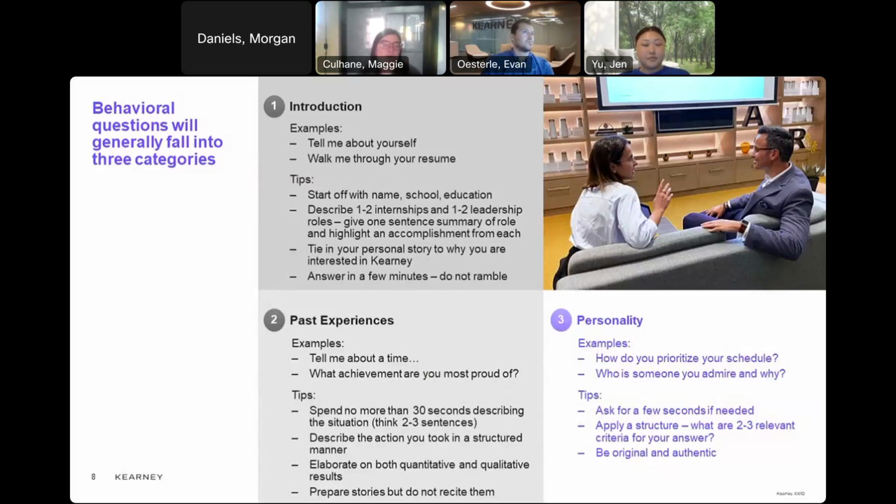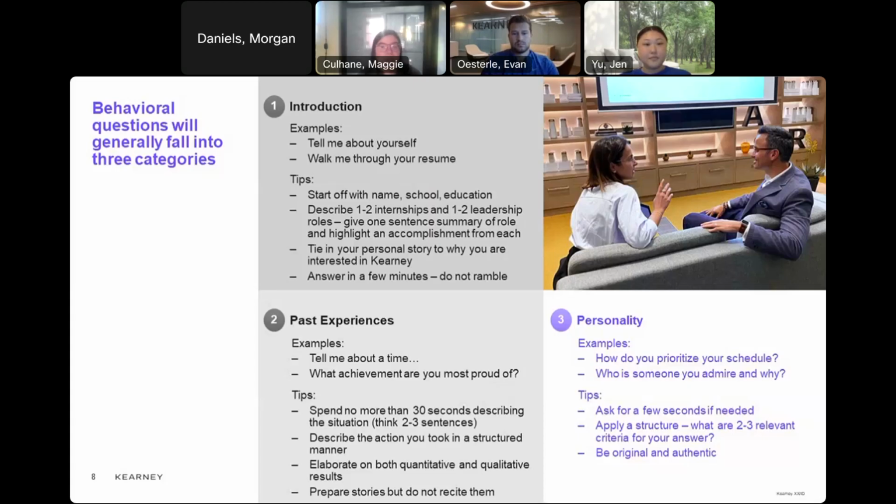It's always helpful for you to tie, as you're walking through who you are, what is bringing you to our door? Why are you interested in consulting? Why are you interested in Kearney? And then I think it says here, no need to ramble. We don't need the whole life story. It can be pretty fast, but what are the key experiences that brought you to our door and why are you here?